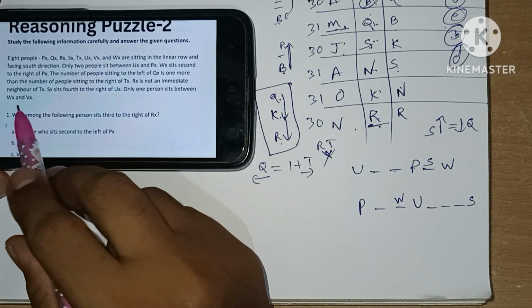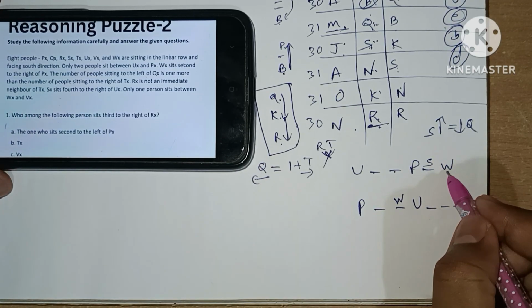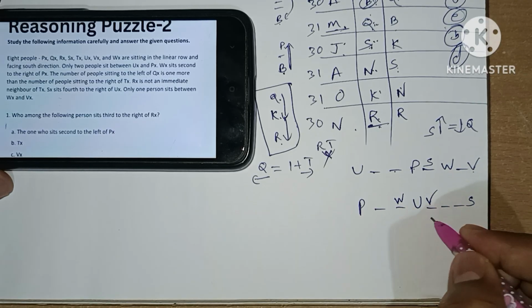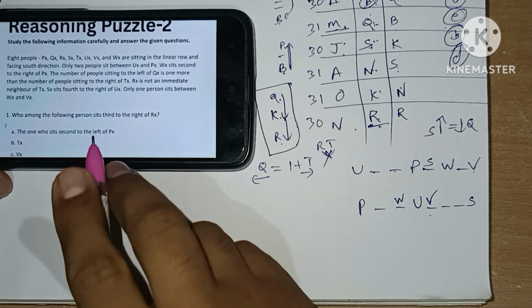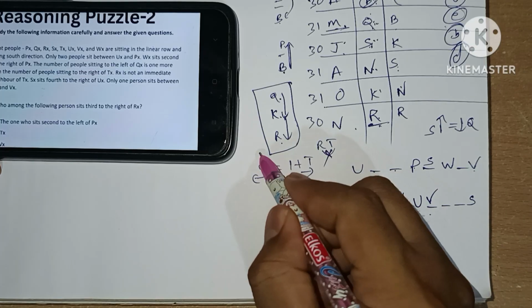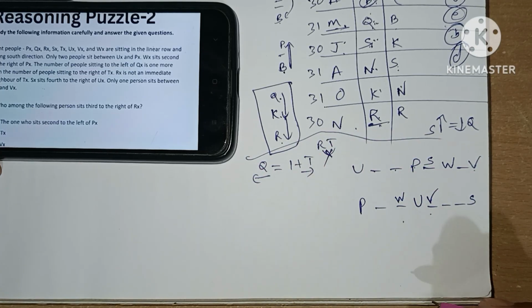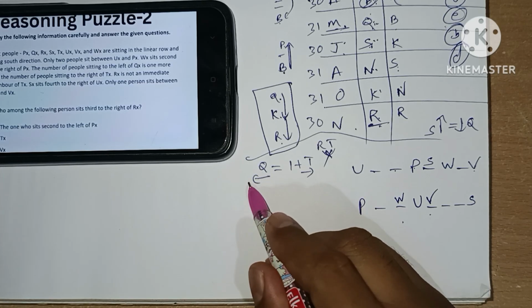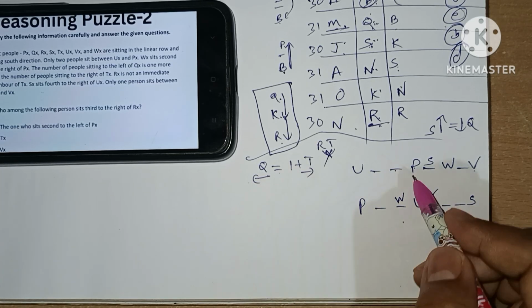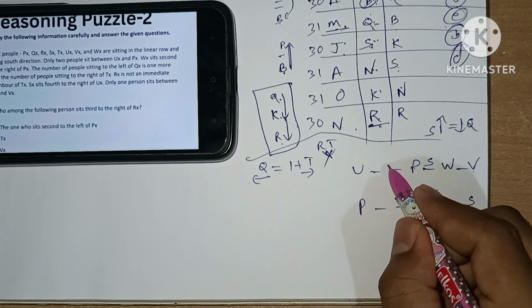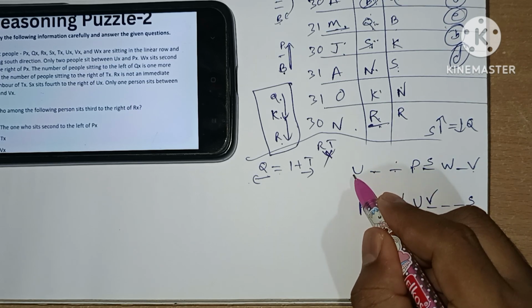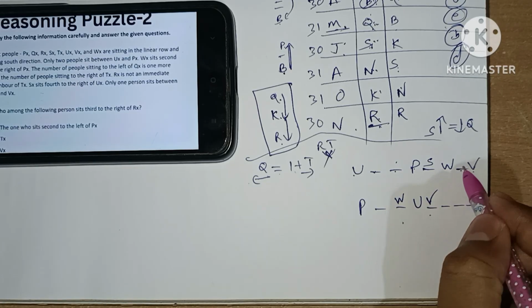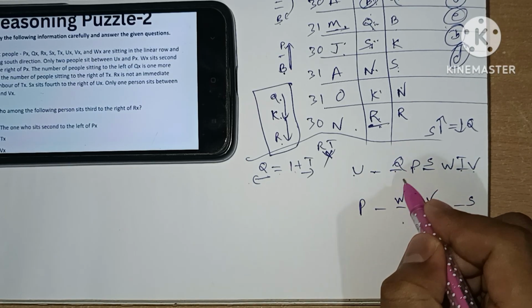Next one. Only one person sits between W and V. One person between W and V means this is the place for V, and in this case this is the only place for V. So statements are completed. Now we need to find the solution using these statements. Here, Q left side. Here if we take Q here, we have 2 people. 2 minus 1, which will be 1. 1 to the right. So this is the place for T and this is the place for Q.